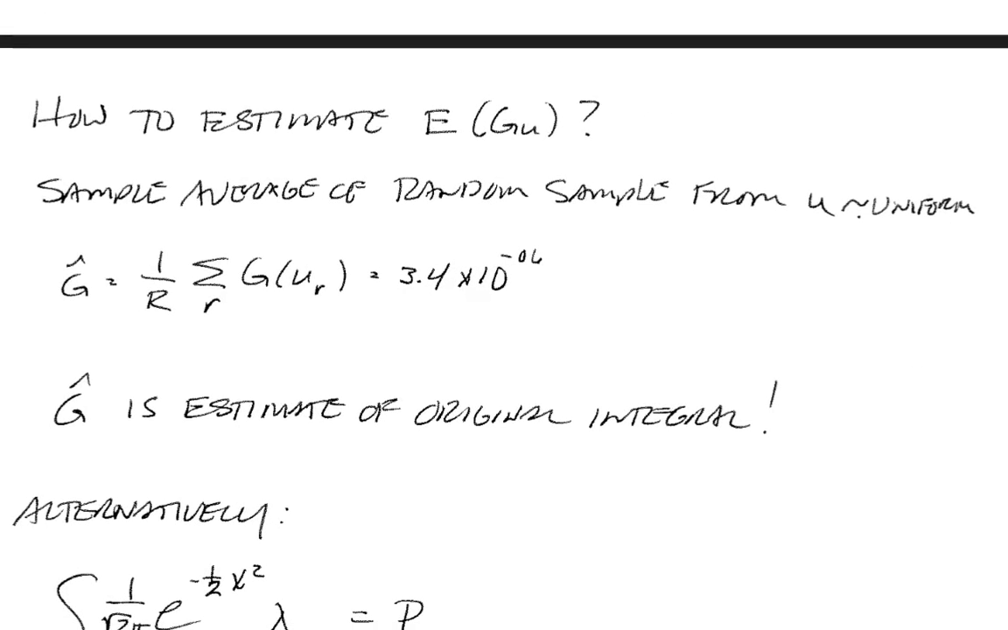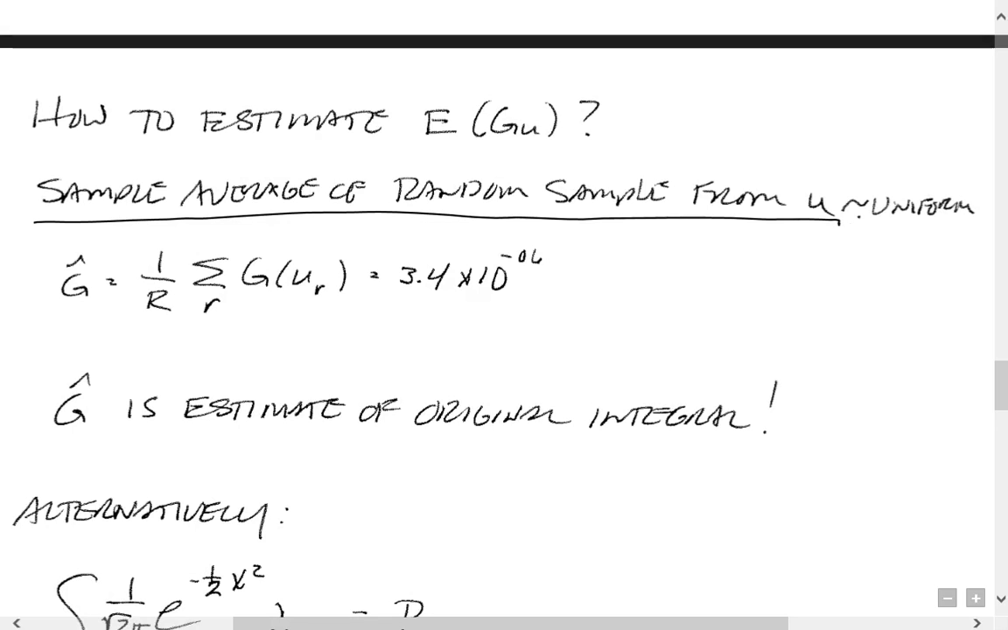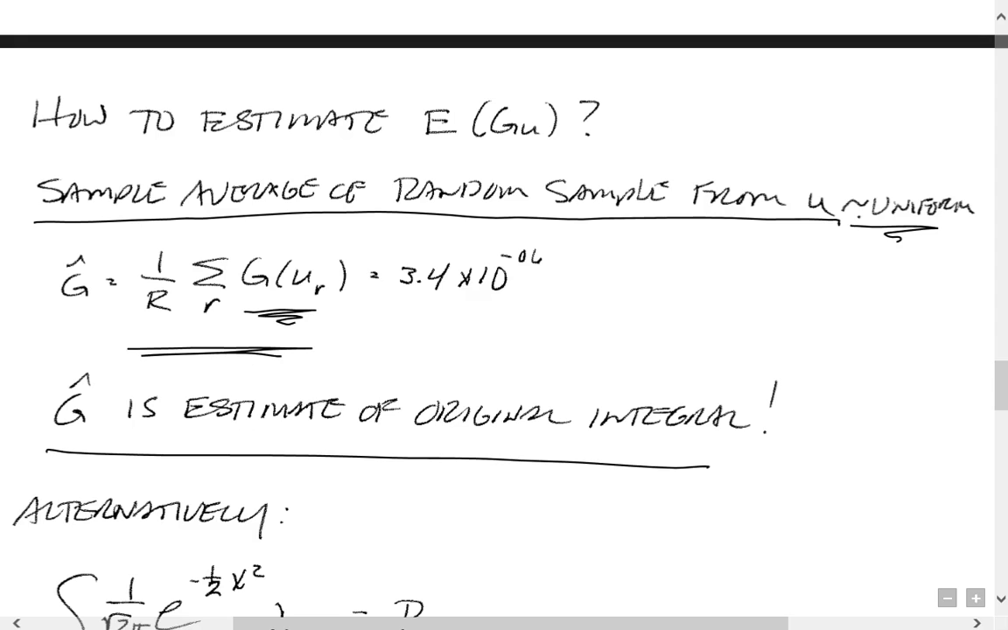So how do we estimate this? Well, as I said, the sample average of a random sample from u, in this case being uniform because that's what I created above, would give us an unbiased estimator. So what that means is I would draw a sample of capital R number of values of the uniform distribution. I would calculate that function g at each of those values, and I would take the sample average. This is an estimate of that original integral.